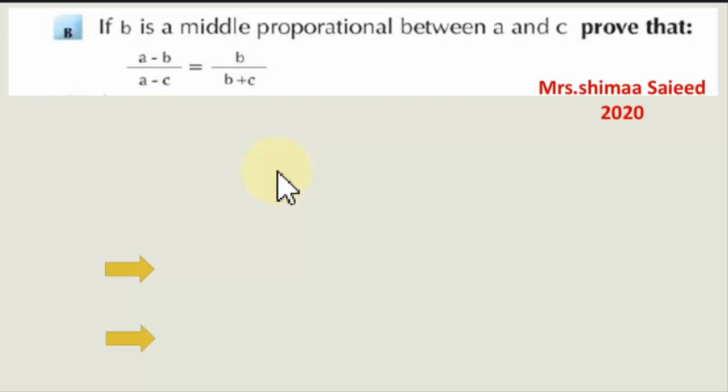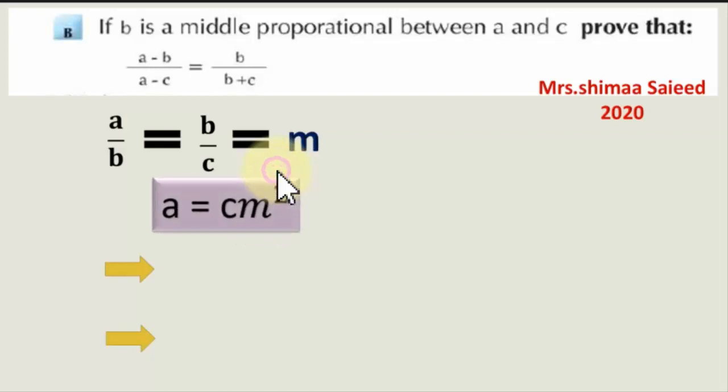Now if B is a middle proportional between A and C, prove that (A minus B) over (A minus C) equals B over (B plus C). You know that A over B equals B over C equals m. So A equals Cm squared and B equals Cm.